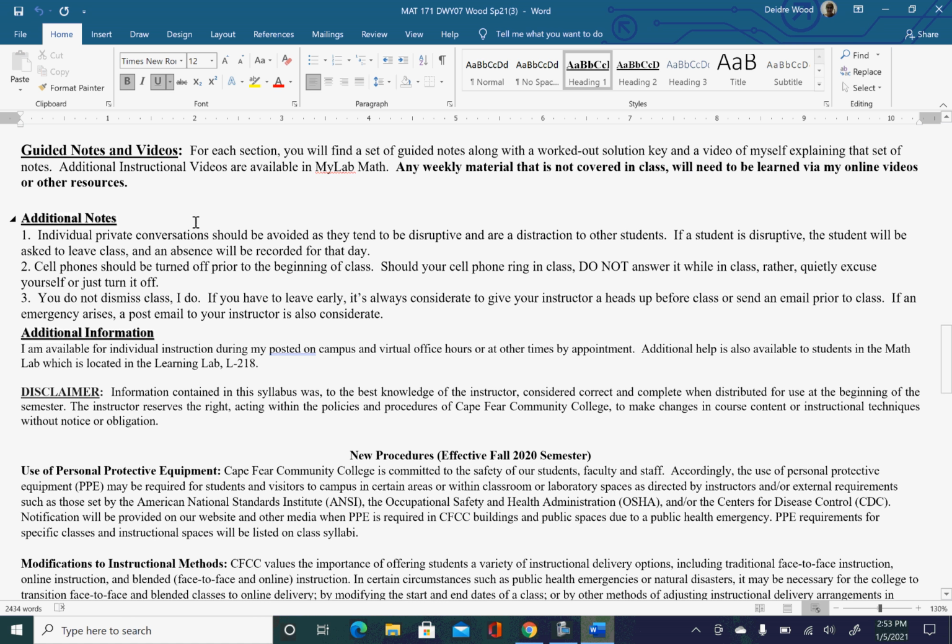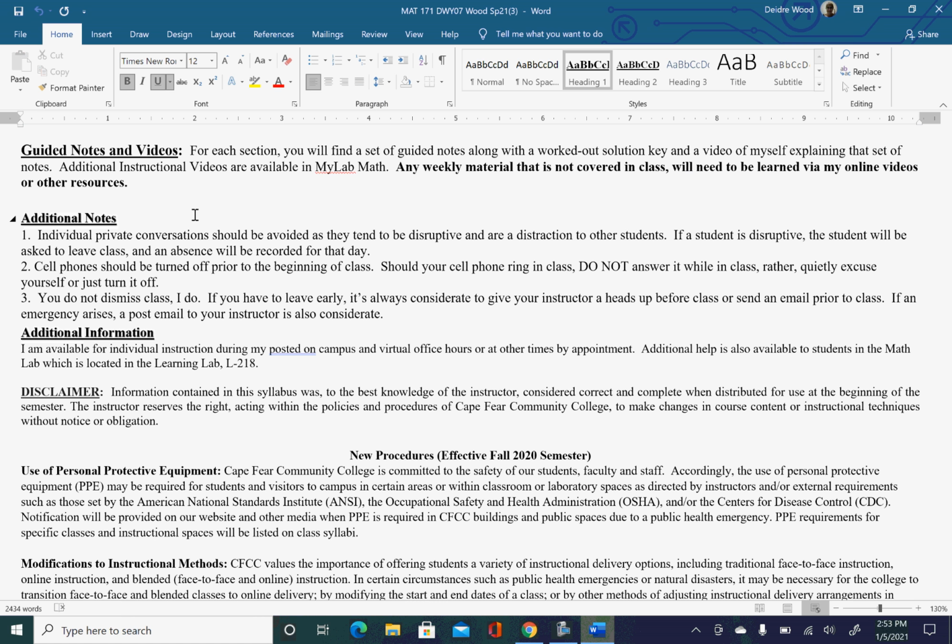Additional notes here: individual private conversations. That's really not going to be that big of an issue, I don't believe, in this particular setting. As you'll see, with how the classroom is laid out, only one person is sitting per table, so it's not like you're in close proximity to be able to carry on conversations during the middle of class. So I just haven't deleted that in the COVID era that we are in.